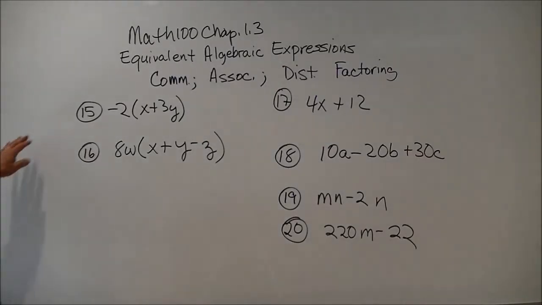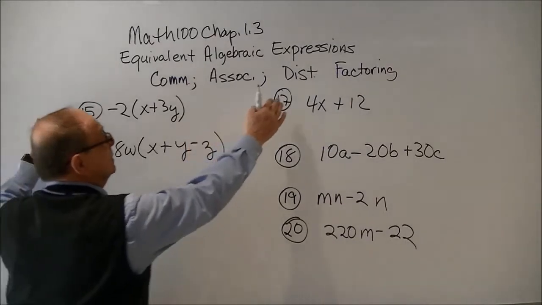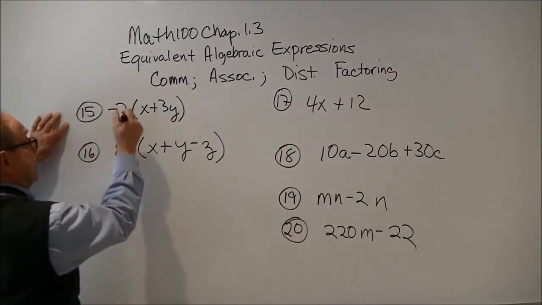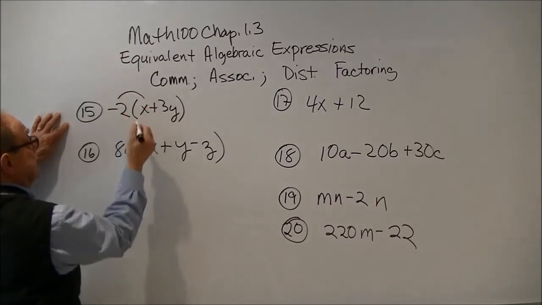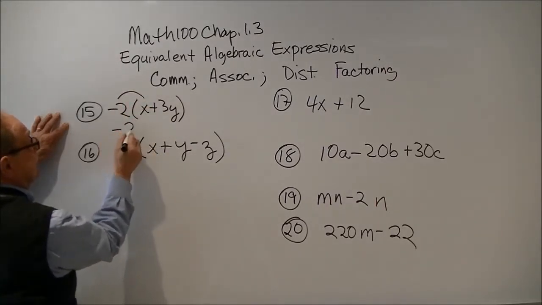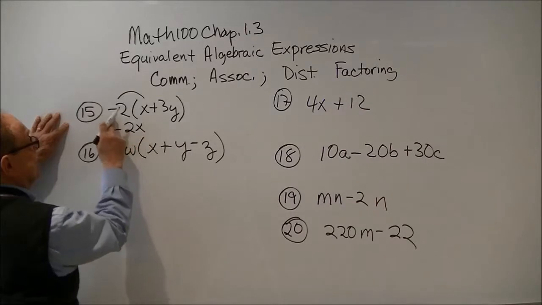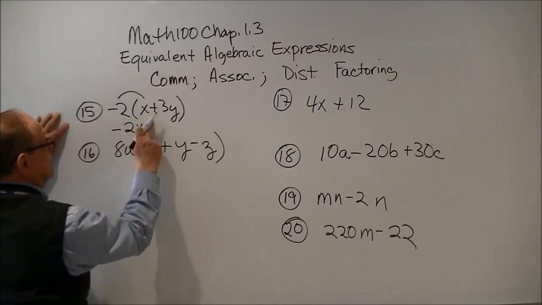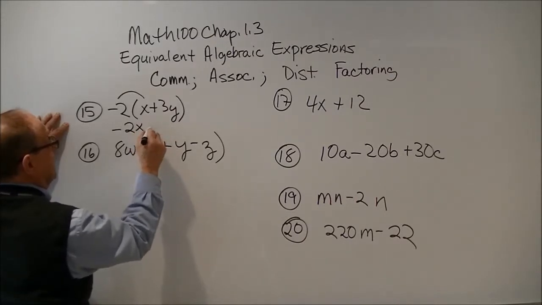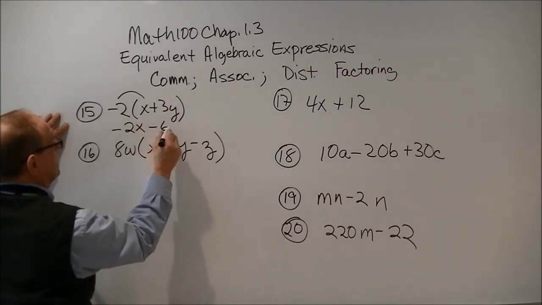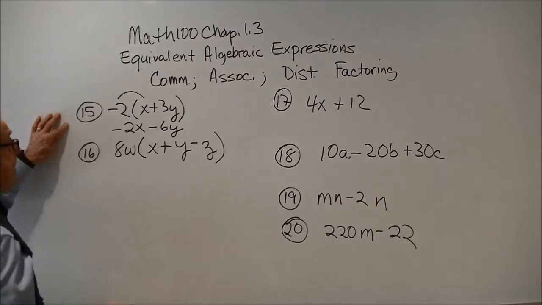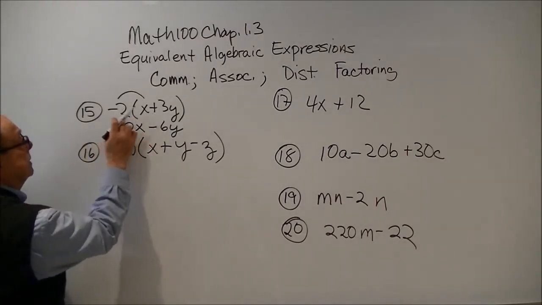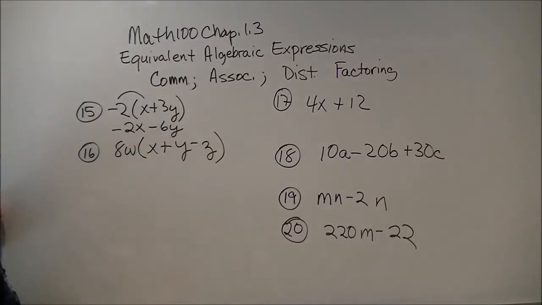Okay, continuing on number 15, they're asking us to use the distributive principle, and we need to watch the sign. That's going to be a negative 2x. Now a negative 2 times 3, that's going to be a negative 6y. And check your work. This times this, negative, this times this, negative. That's good.